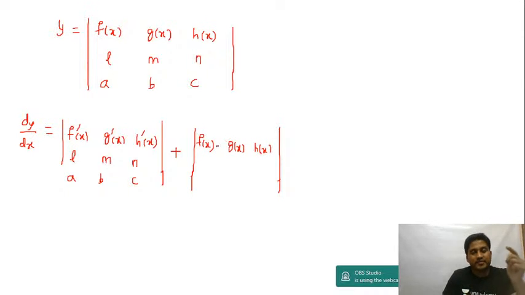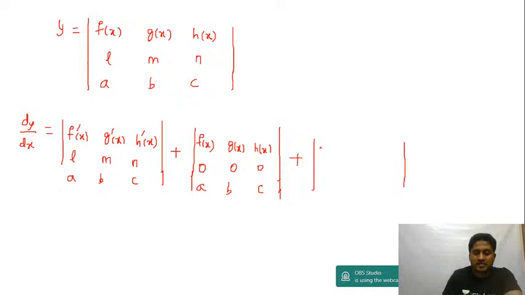So I differentiated the first row, keeping the second row and third row as it is. Now I'm going to differentiate the second row and keep the first row and last row as it is. Second row l, m, n is a constant, so 0, 0, 0, and then I keep this as a, b, c. Plus the determinant of: I keep the first row and second row as it is. This is f(x), g(x) and h(x), and then the second row is l, m, n. Now differentiate the third row, this will be 0, 0 and 0.